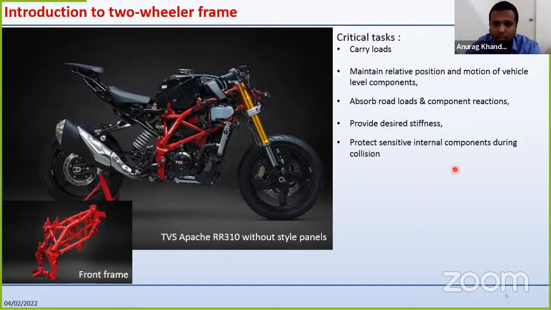Then it also helps to maintain some of the handling characteristics. We will see in these parameters in detail how the frame helps in maintaining handling characteristics. Along with this, it also helps protect sensitive internal components. Along with the panel, the frame also helps components during collision, parts such as ECU, fuel tank, fuel line, brake lines, injectors. They are very sensitive to dust and collision. So the frame helps to protect those internal and critical components.